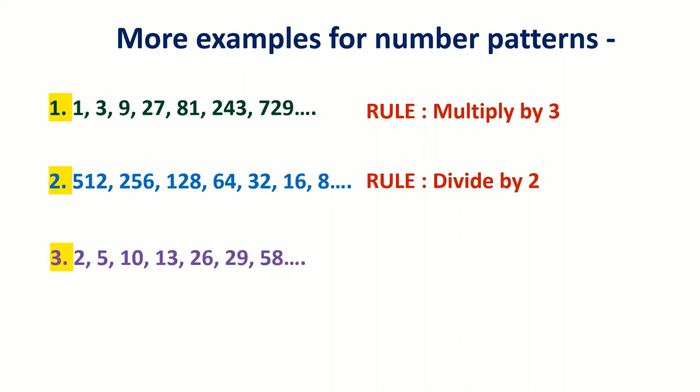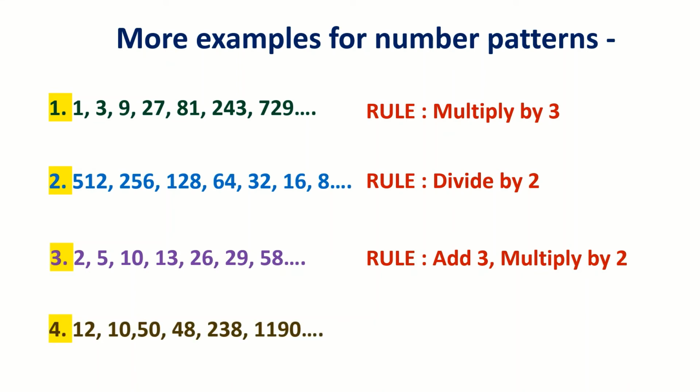Another example, 2, 5, 10, 13, 26, 29, 58. So you see a rule that we are adding 3 and multiplying by 2. Then you get the next numbers. Fourth is 12, 10, 50, 48, 238, 11, 90. So here you see the pattern, subtract 2 and multiply by 5. So you have to follow the pattern, you have to understand the pattern so that you can write the next digits or next number or next figure.